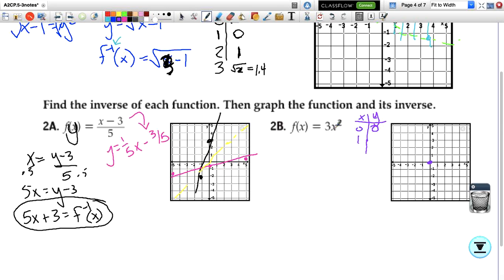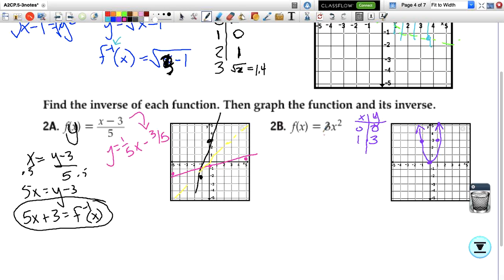Next, I could plug in 1. 1 squared is 1 times 3 is 3. So I could go over 1 up 3. And then since this is my vertex, it has reflectional symmetry, right? It would be reflected over there. So here's my quadratic that represents that. Okay, I know sketching these can be tricky. I don't want you to stress out about sketching quadratics right now. We spent some time graphing those in the past. This is just to make sure you can understand the relationship between it and its inverse, okay?